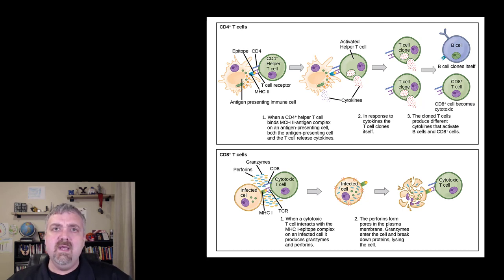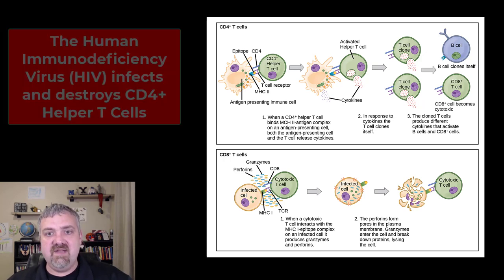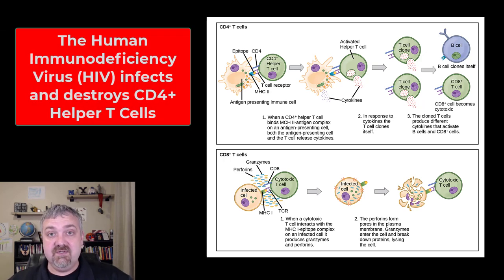So CD4 is going to matter. I mean, these are different receptors, basically. But the CD4, you're going to hear that if you ever learn about HIV. So HIV specifically infects and destroys the CD4 positive T cells. It infects the helper T cells. So someone with HIV is getting their T cells checked. They're looking for these, the helper T cells. And if the T cell count drops below 200 cells per microliter of blood, then you now have AIDS.